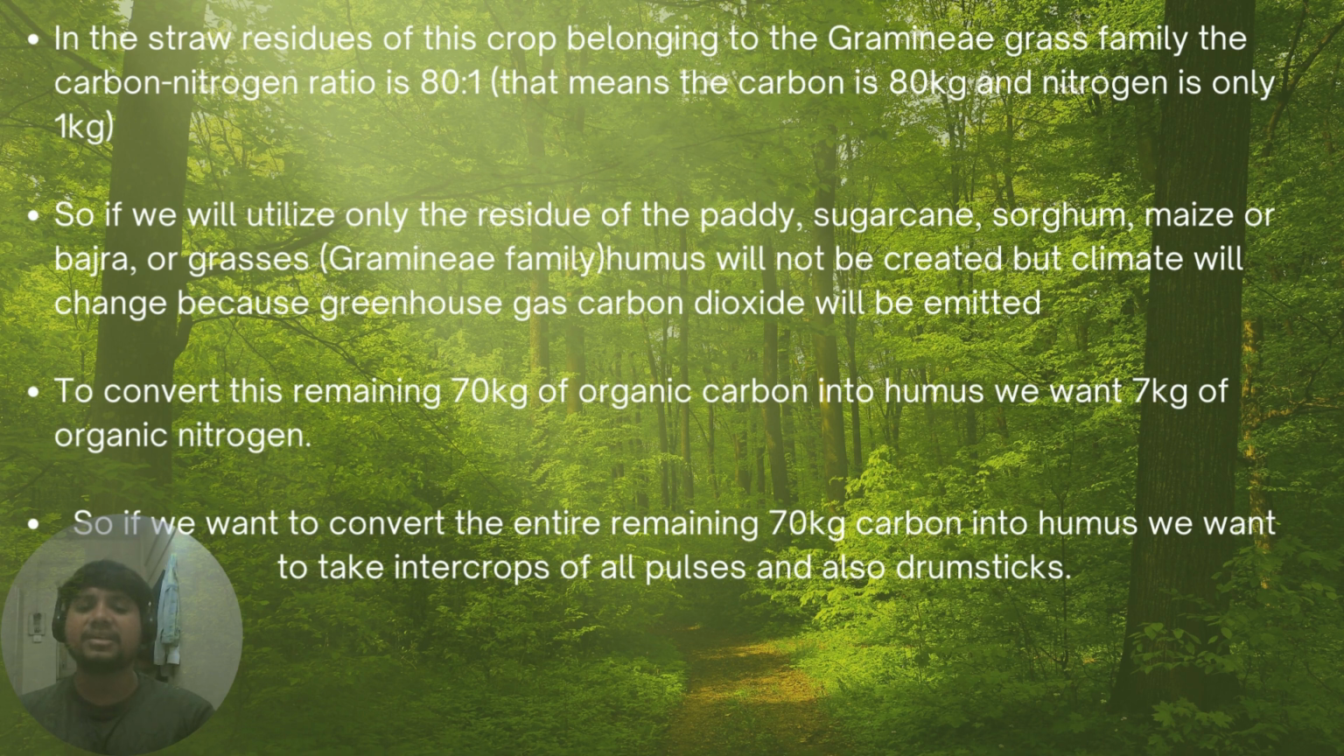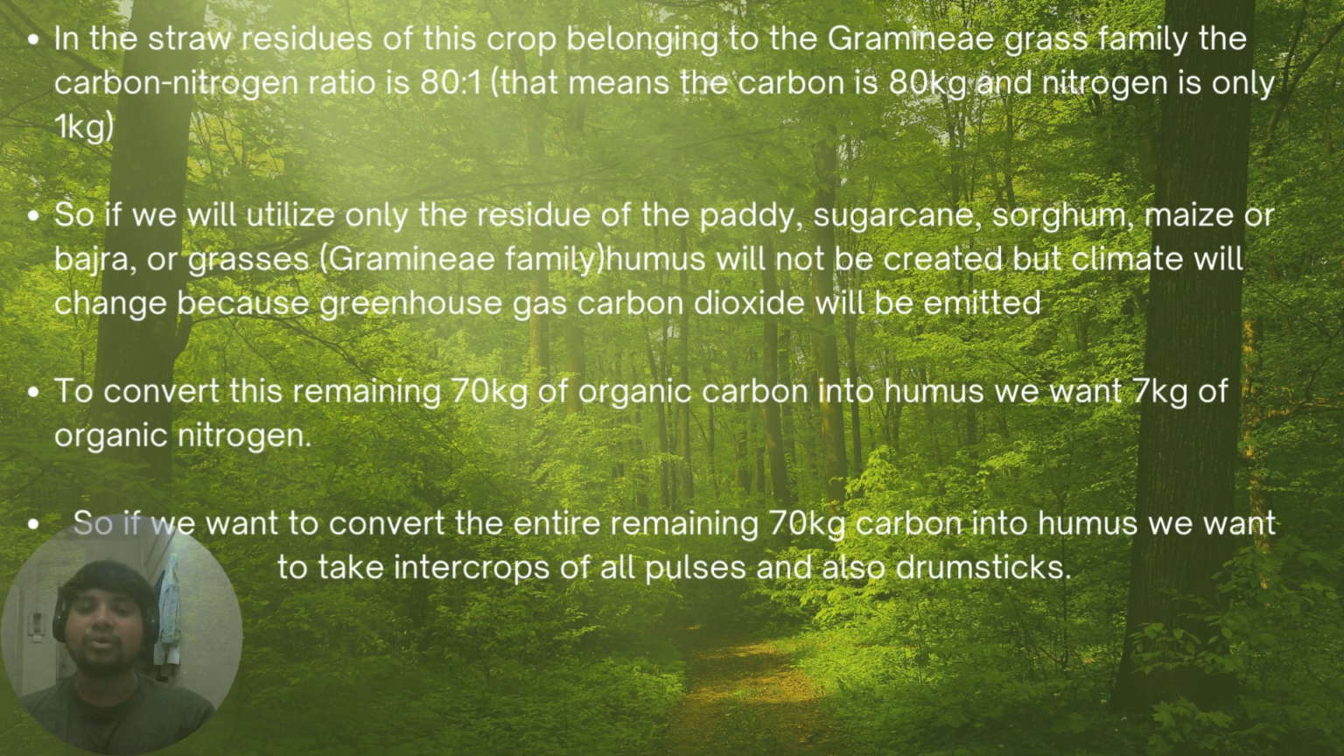To convert this remaining 70 kg of organic carbon into humus, we need 7 kg of organic nitrogen. This organic nitrogen, which is required for humus creation, is taken from the atmosphere only by nitrogen fixing bacteria, and these nitrogen fixing bacteria exist in the nodules of the roots of pulse crops and drumsticks.